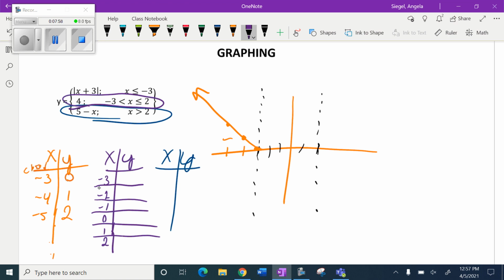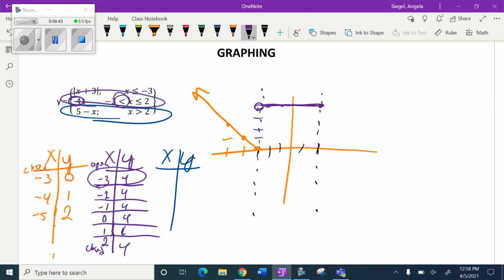Okay, notice that first of all, this is going to be an open dot because there is not an equal to there. But then down here, this is going to be a closed dot. Notice that all the y's are just 4. So that's easy. 4, 4, 4, 4, 4. So -3, 4 is going to be an open dot. Then -2, 4, -1, 4, 0, 4, 1, 4, 2, 4. So it's going to be this line right here, with an open dot on the left and a closed dot on the right.